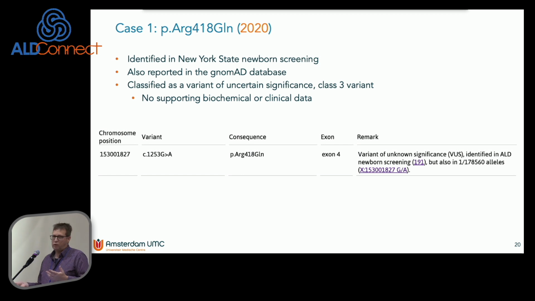We received fibroblasts in Amsterdam, and we did our biochemistry, and we did see that the variant affects the protein function. So now it's classified as likely pathogenic because it does affect the biochemistry, but you still don't have any clinical outcome. So you never can say this is pathogenic.